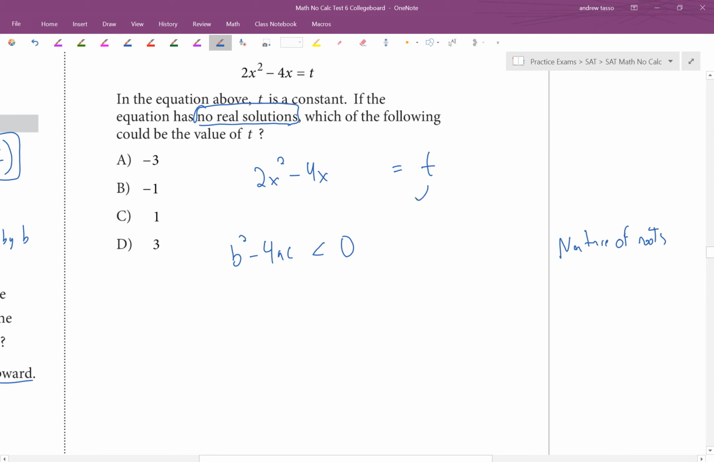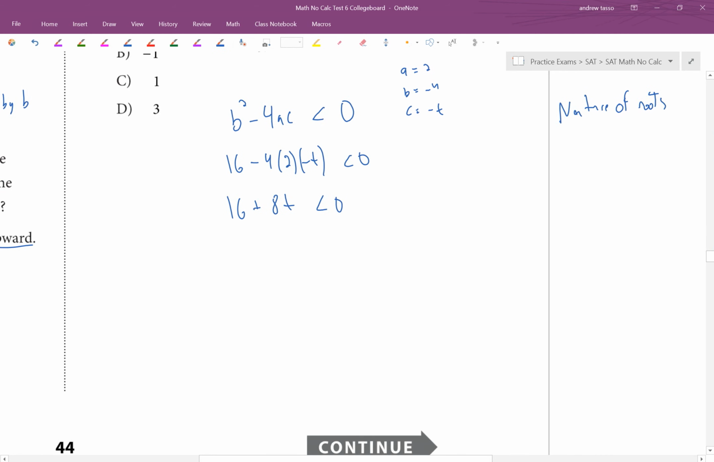So yes, we are going to swing this t over back to this side. Now we need to say what a, b, and c are. a is 2, b is negative 4, c is negative t. Now we plug those in. Negative 4 squared is 16, minus 4 times 2 times negative t. So we end up with 16 plus 8t. We subtract 8t from both sides: 16 is less than negative 8t.